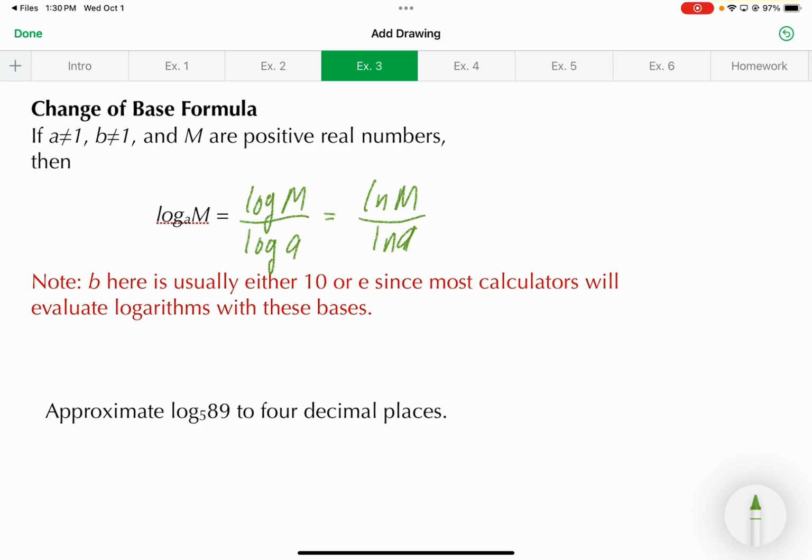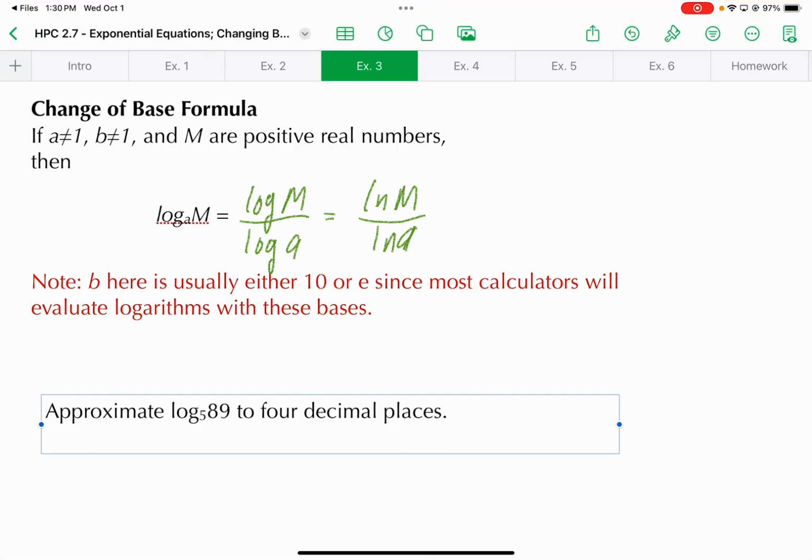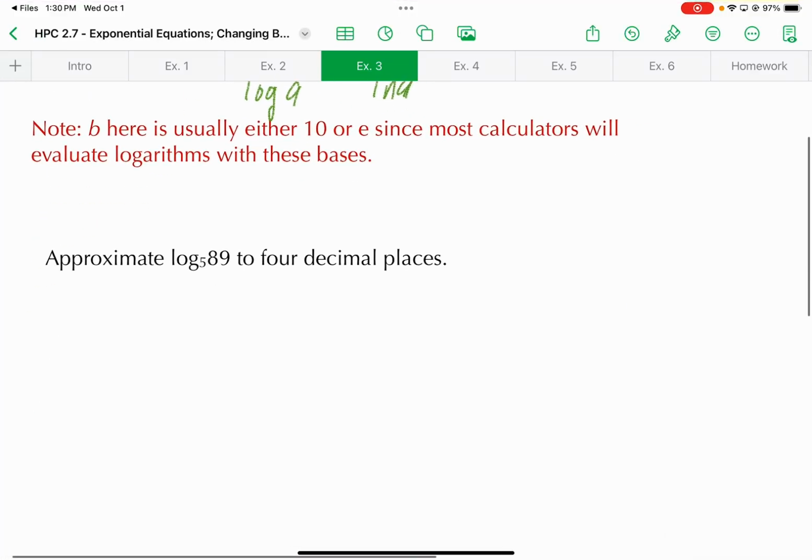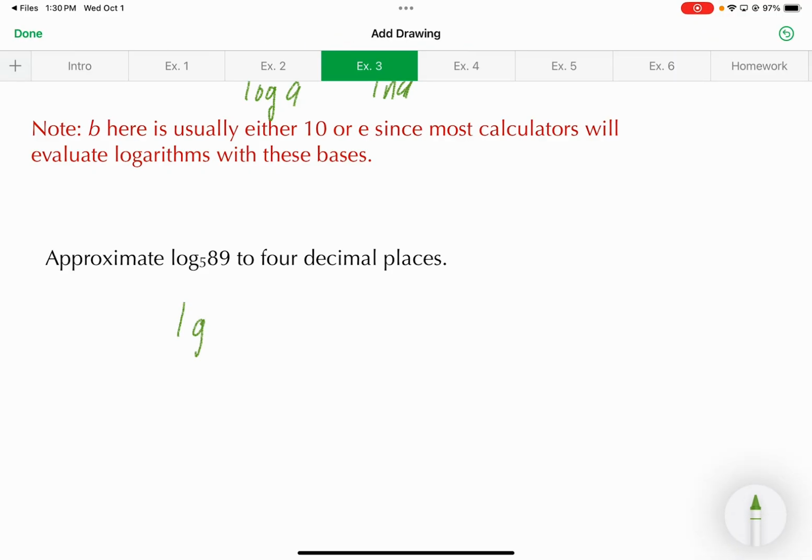Now, the way I remember that is the base goes in the basement of the fraction. That's how I remember which way to put each piece. All right, so that being said, let's approximate log base 5 of 89 to 4 decimal places. Do you guys want to use natural log or log base 10? Natural log. Okay, so log base 5 of 89 equals natural log of 89 over natural log of 5.